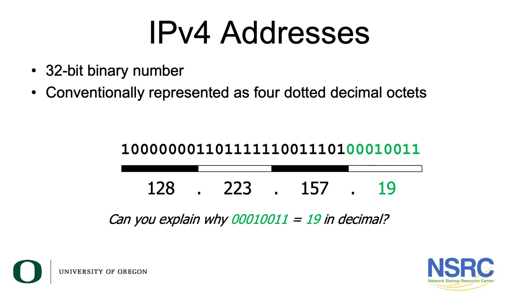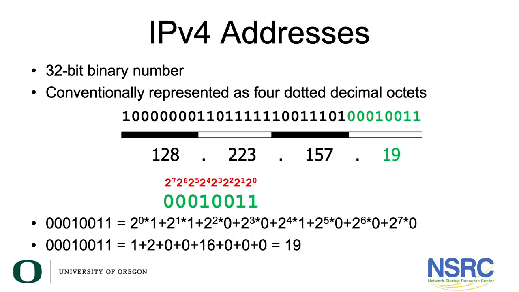Can you explain why 00010011 is 19? Okay, we'll show you on the next slide how we arrive at that conclusion. Remember, with binary mathematics, each digit is a power of 2. As you can see on the screen, 00010011 has 8 bits. So the first bit is going to be 2 to the power of 0. This is the one on the right. This is the least significant bit, followed by the second digit, as we had shown you previously.